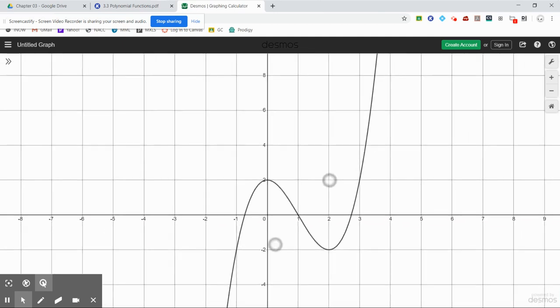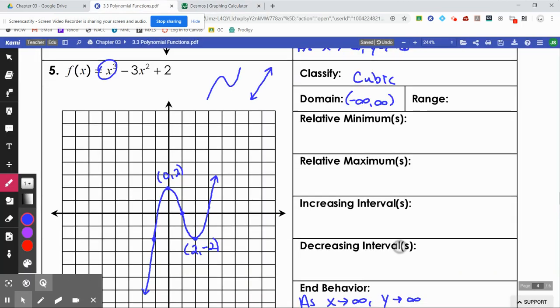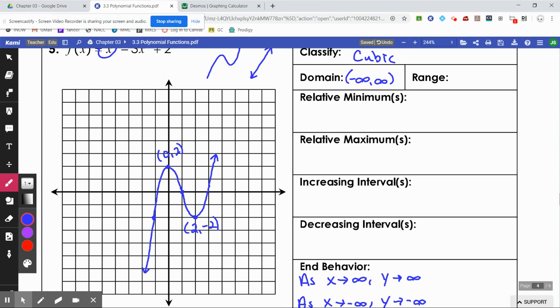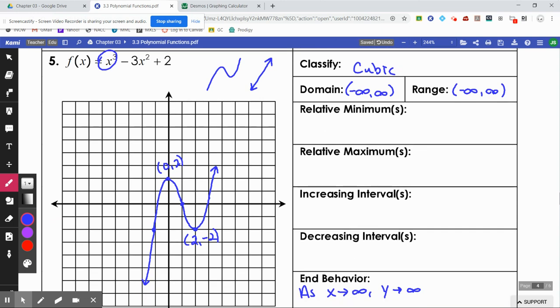Okay, we do see that basic shape here with our graph. We have a relative maximum at 0, 2, and a relative minimum at 2, negative 2. Let's go ahead and plot those points and sketch out our graph. And we can see that our end behavior is correct. We increase to the right, decrease to the left. Our range for this function, it has no bottom or top, so therefore our range would also be negative to positive infinity. We did have our relative minimums and maximums at 2, negative 2, and at 0, 2.